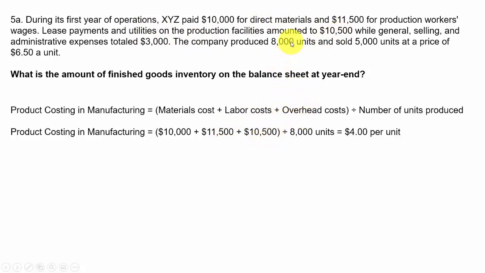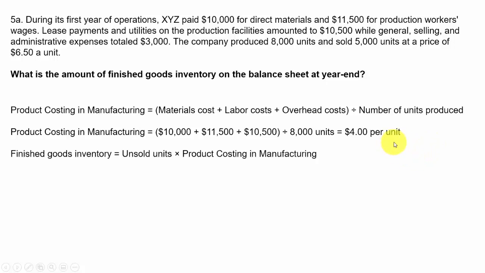Now we made 8,000 units and we sold 5,000 of those units, at a retail value of $6.50. So now let's go to our next step. The unsold units we have here, if we made 8,000 and we sold 5,000, we must have 3,000 unsold units. That is, we produced 8,000, we sold 5,000, so 3,000 we still have left in ending inventory.